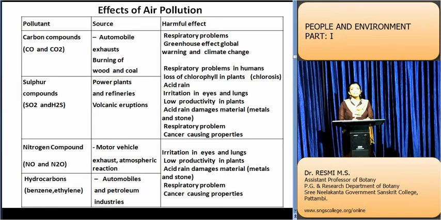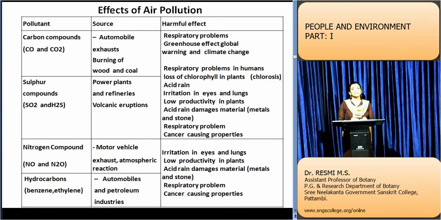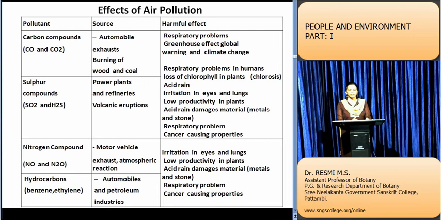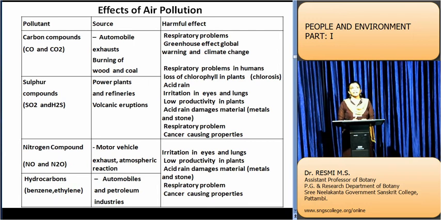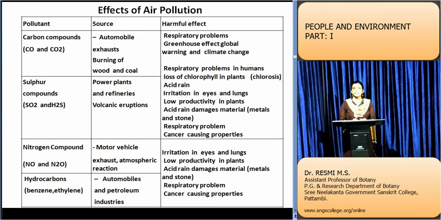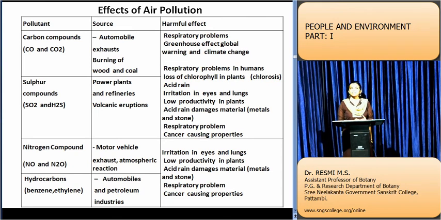The second one is sulfur compounds, that is sulfur dioxide and hydrogen sulfide, which usually exhaust from power plants and refineries. Not only that, they naturally exhaust from volcanic eruptions also. The major concern is acid rain. Not only that, there is irritation in eyes and lungs, loss of chlorophyll from plants, respiratory problems, cancer causing properties, etc.